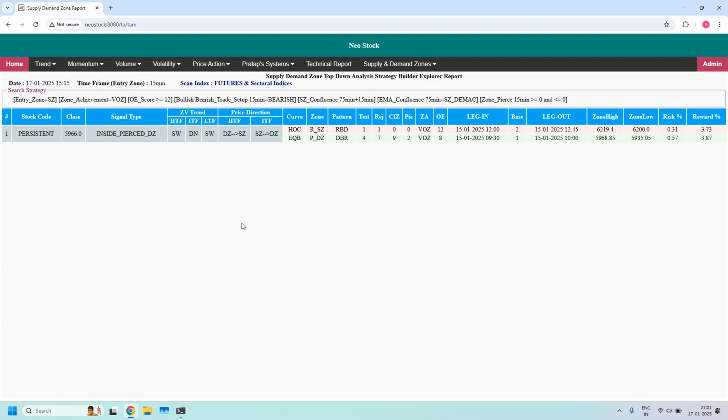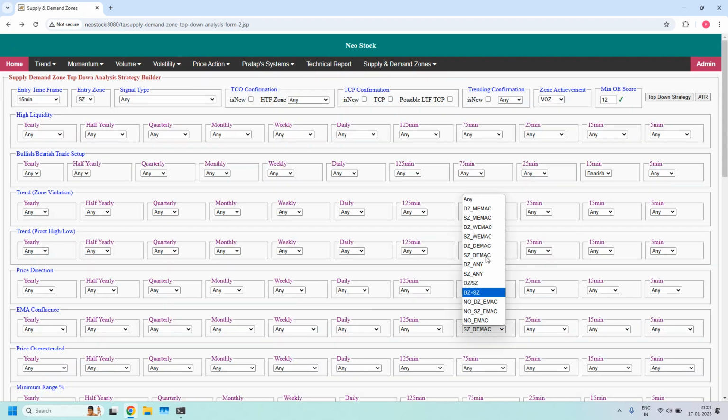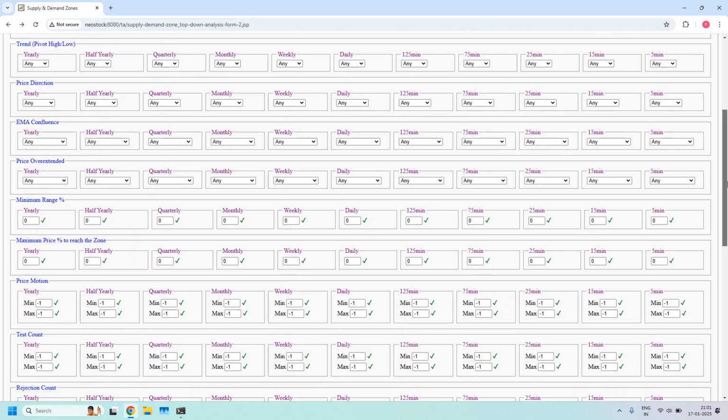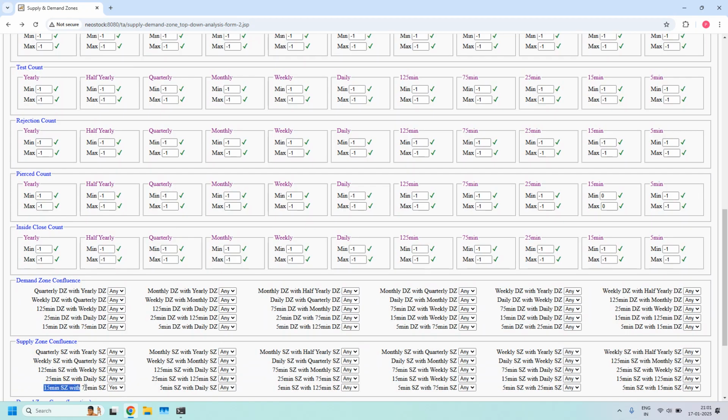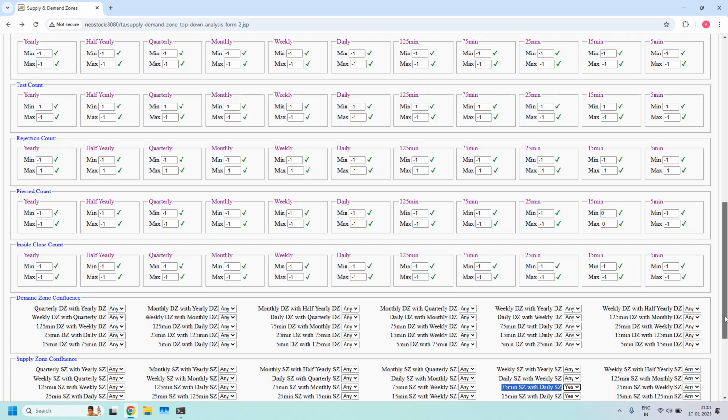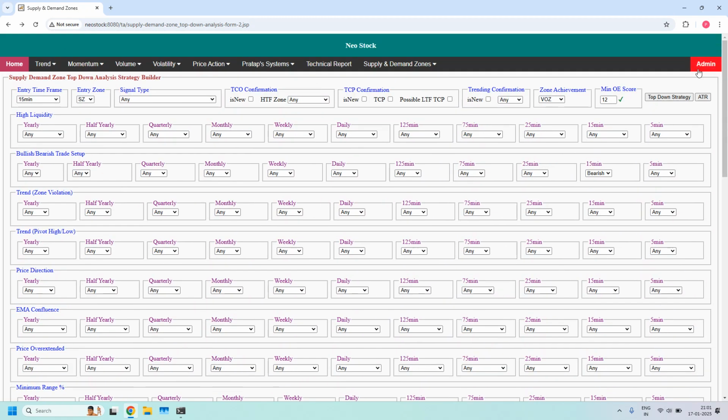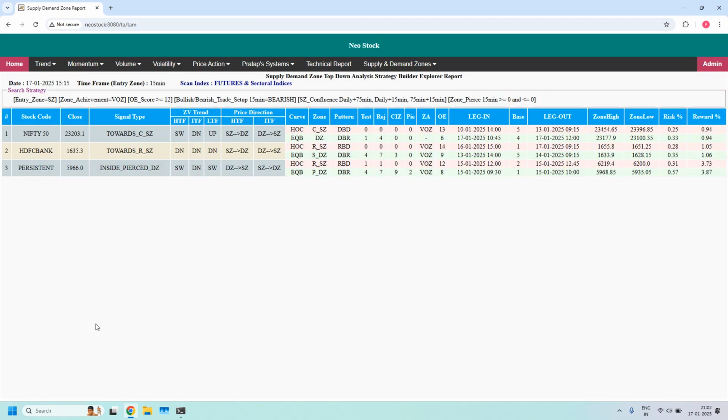Next, let us look for LTF, ITF, HTF supply zone confluence. First, we have to remove this ITF EMA confluence filter. So, in the supply zone confluence, 3 filters we have to set. First filter is already enabled. That is 15 minute supply zone with 75 minute supply zone confluence. Second filter is 15 minute supply zone with daily supply zone confluence. Third filter is 75 minute supply zone with daily supply zone confluence. With all the 3 filters, LTF, ITF, HTF supply zone confluence, we got 3 stocks.